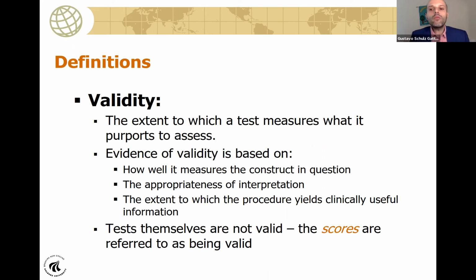So for example, when we use different forms of the same test to expect the same results. And yes, we have now validity that could be understood as the extent to which a test measures what it proposed to assess. So evidence of validity is based on how well it measures the construct in question, the appropriateness of interpretation, the extent to which the procedure yields clinically useful information, and remember, tests themselves are not valid because the scores are referred to as being valid.